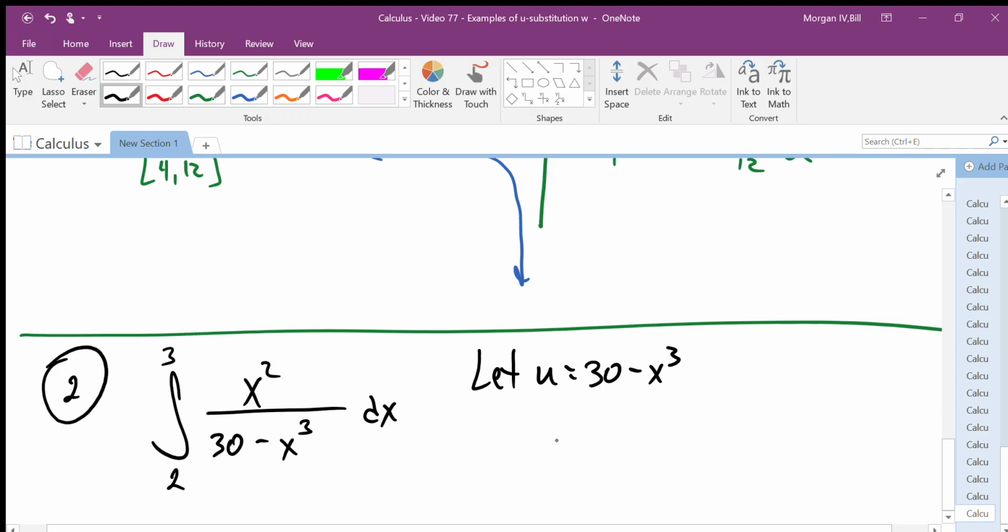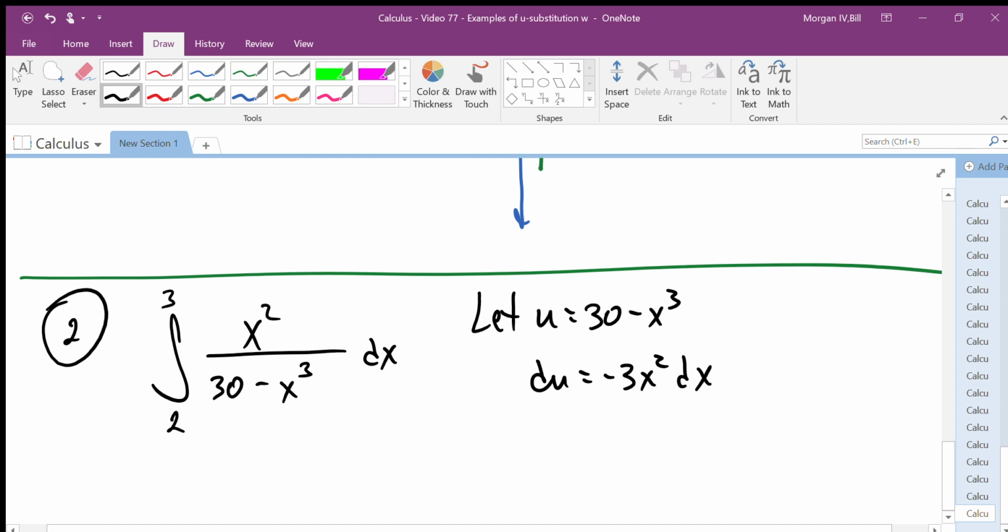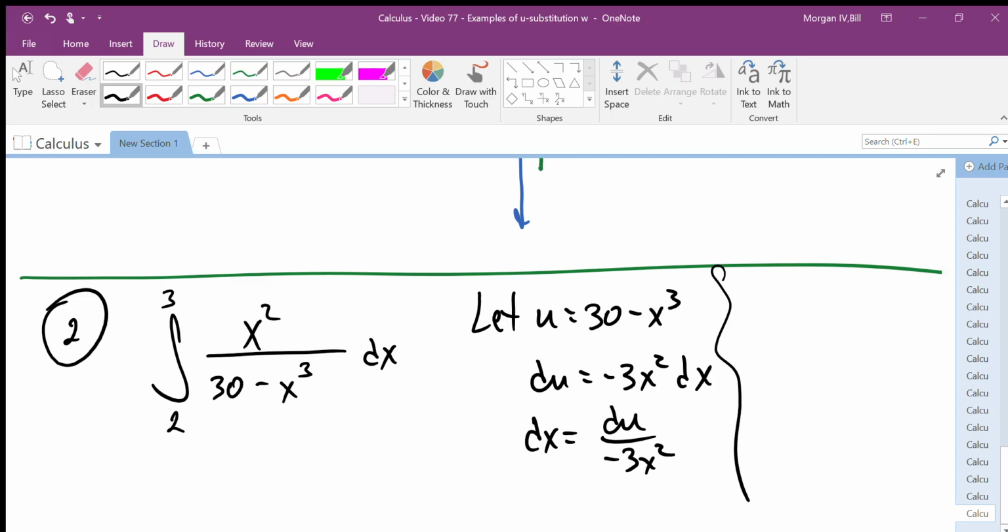In which case, then du is negative 3x squared dx, right? Derivative of 30 is 0, derivative of negative x cubed is negative 3x squared dx. Solving for dx, I get du over negative 3x squared. Right. And again, the reason we do u substitution is to try and create a problem that's a little bit easier to integrate. Now, since I'm doing u substitution and I have bounds, I like to change the bounds.